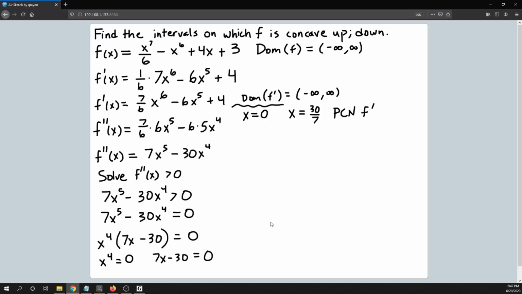All right, what you want to do is to take those possible critical numbers of f prime and put them on a number line representing the domain of the second derivative. And the second derivative is a polynomial, right? So its domain is all real numbers. All right, and put those numbers on a number line.